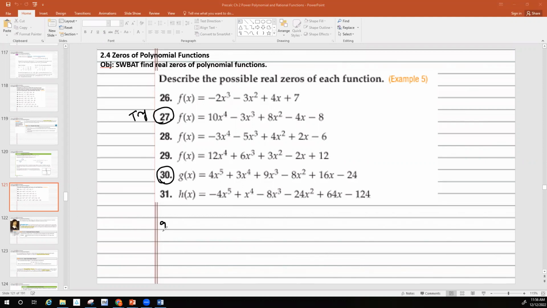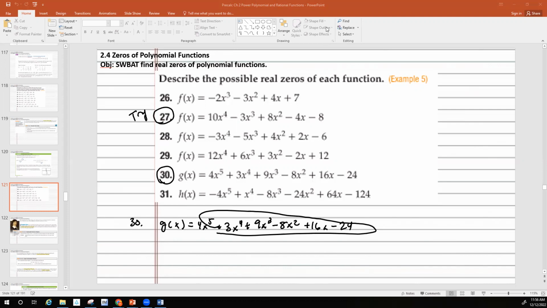So I'm going to write it down first. G of x equals 4x to the fifth plus 3x to the fourth plus 9x cubed minus 8x squared plus 16x minus 24. Now it should be in standard form. Standard form is descending order, right? And it has to have consecutive exponents 5, 4, 3, 2, 1, 0. So it looks good.